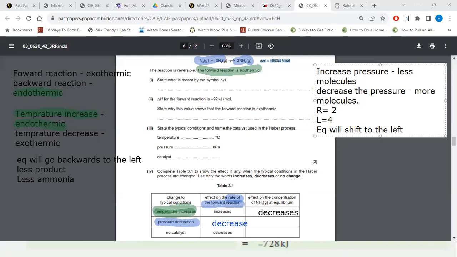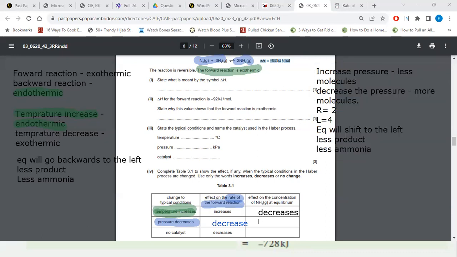Remember this: right side is more product, left side is less product. So that means I will get less ammonia, NH3, so it's going to decrease. Yes, exactly. So I write down right over here, decrease.